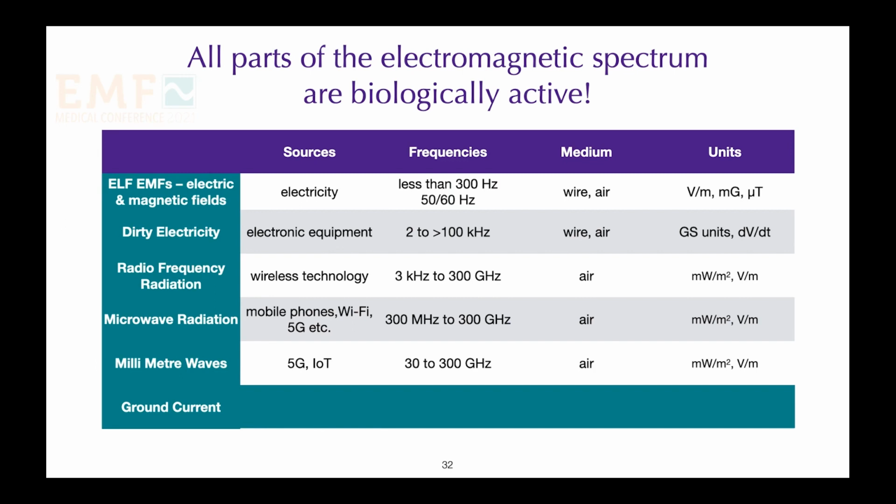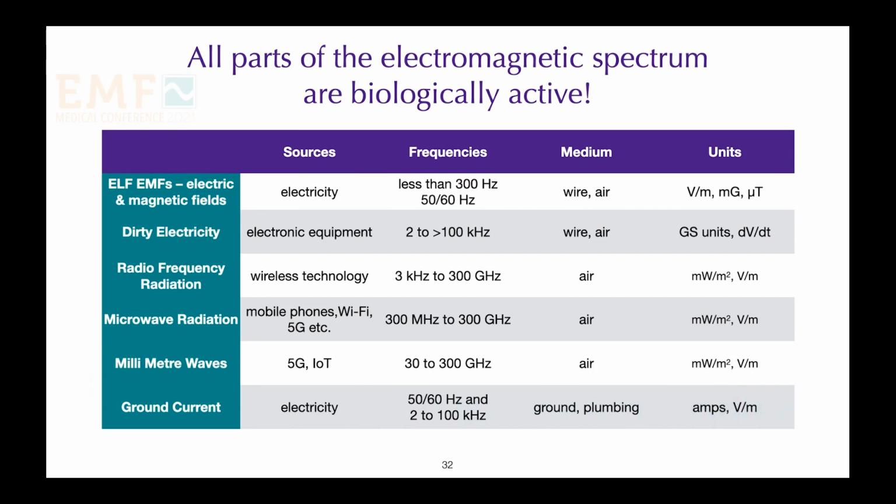Millimeter waves range from 30 to 300 gigahertz. They flow through the air and have the same units of measurement as radio frequencies and microwaves. And finally, ground current comes from our use of electricity, and this includes both clean electricity and dirty electricity. In this case, the electricity is not flowing through wires, but along the ground and along metal objects used for grounding. The units are amps if we are measuring current, and volts per meter if we are measuring voltage. We can convert from voltage to current if we know the resistance of the conductor.